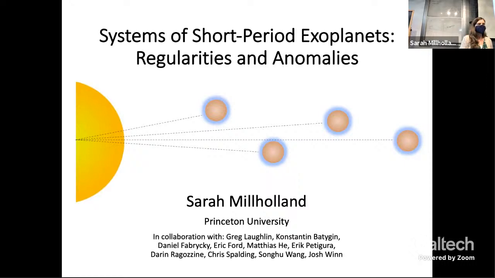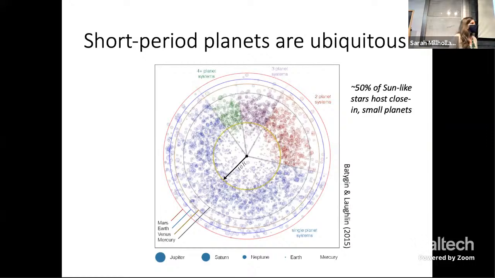So I think that's still one of the most remarkable discoveries in the field of exoplanets thus far: the realization that roughly half of sun-like stars are accompanied by close-in small planets with orbital periods ranging from days to months. And I'm really interested in this population of close-in planets, both because they represent such a large fraction of the systems we know about today, but also because they enable some of the best orbital and physical characterization.